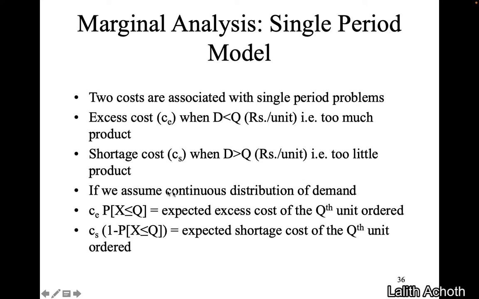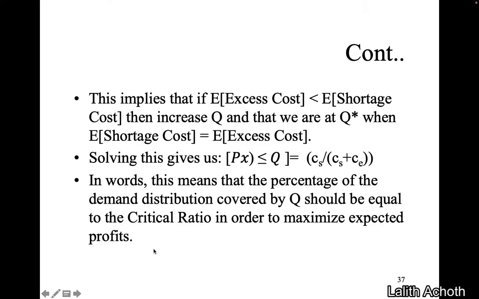If we assume a continuous distribution of demand, then CE, the cost of excess, is equal to the expected excess cost of the Qth unit ordered. It gives you the expected cost of the Qth unit ordered because there is a cost of excess, and the cost of shortage is the expected shortage cost for the unit ordered. We'll examine it later.